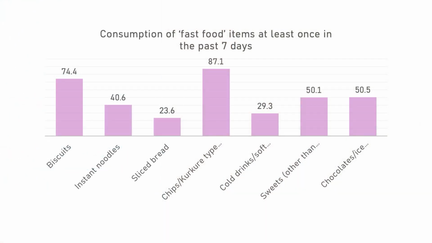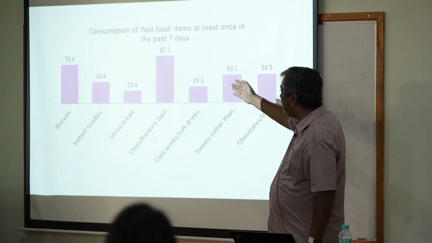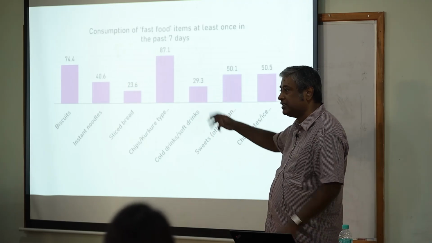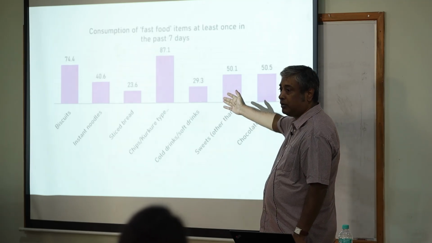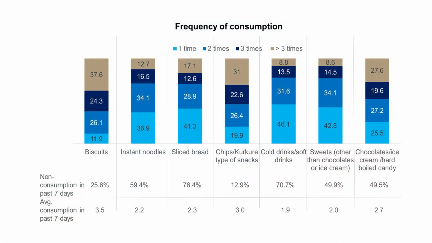I'm just going to share with you some of the data, right? This is pretty much incredible data, in the sense that I never realized that 87% of the adolescents in rural India would be consuming chips and kurkure. And this is not Shillong, this is not urban, this is rural. Yes? So 87%, 74% has biscuits, which is obviously not atta biscuits and all that. Chocolates, soft drinks, nearly 30% have soft drinks. This is consumed at least once in the past 7 days.